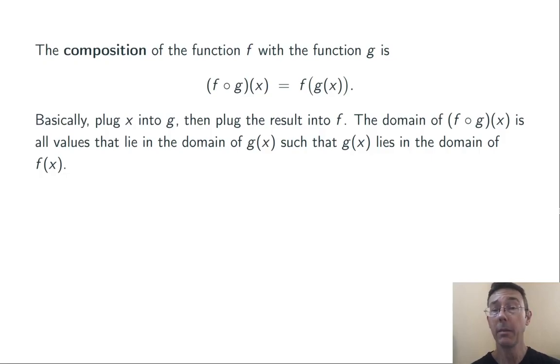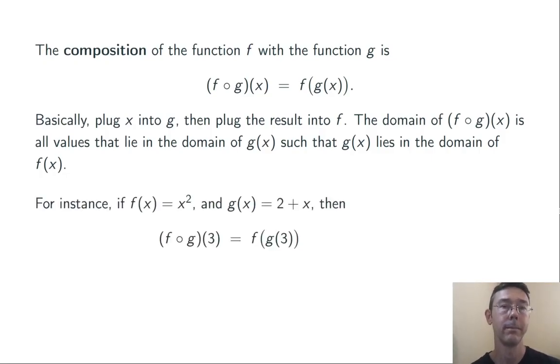The domain of a composition is going to be all the values that, first of all, you can plug into g of x, the inside function, and which give you a result from g of x that you can then plug into f. So there are two conditions on the domain here.